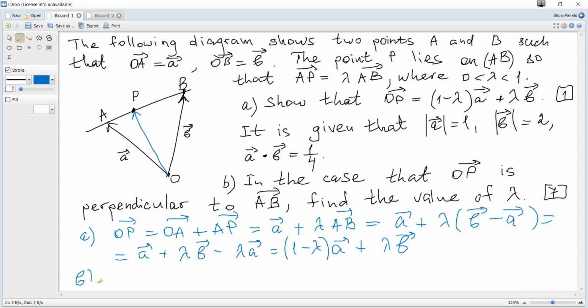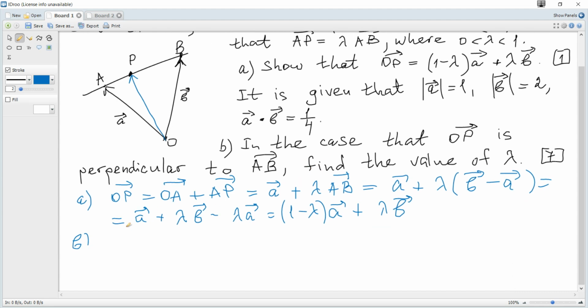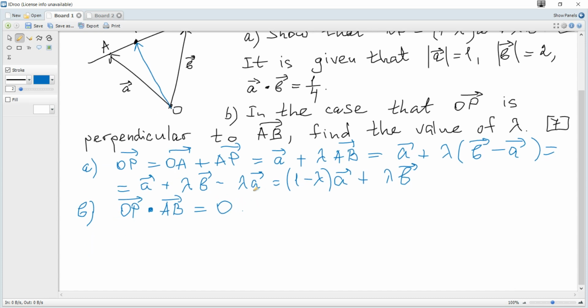Next, in the case that vector OP is perpendicular to vector AB, find the value of lambda. If you meet perpendicular, it means that the dot product of the two vectors is equal to 0, and we can use it. So OP is perpendicular to AB, it means that the dot product OP · AB is equal to 0. And what is OP?